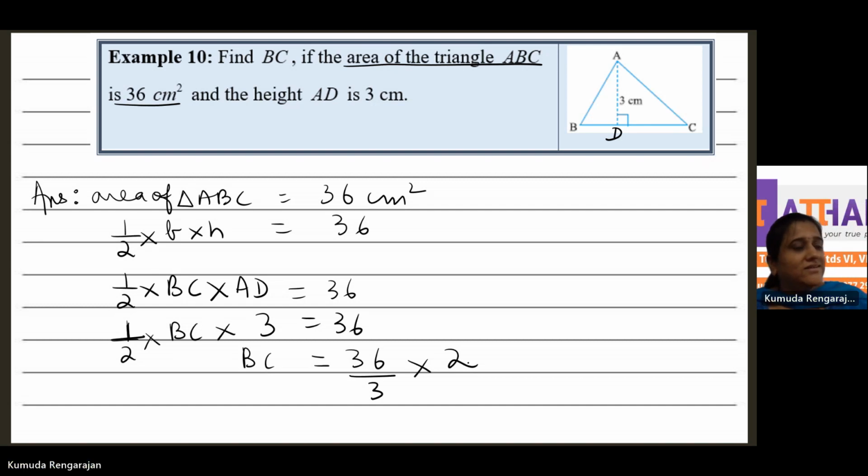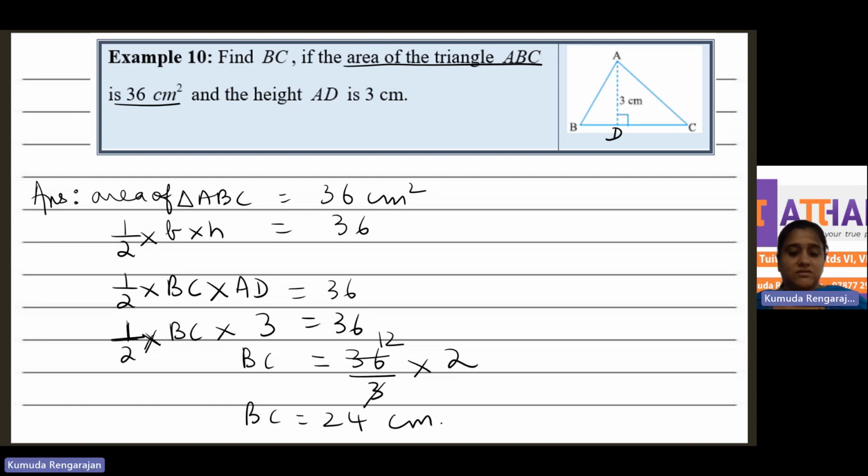Very good, he's explained that well. This 3 will come for division. And this 1 by 2, when it goes to the other side, will become 2 by 1, so that's nothing but 2. Now cancel: 3 ones are 3, 12. So BC is equal to 24. It's not centimeter square. So BC is 24 centimeters. Understood? Very good.